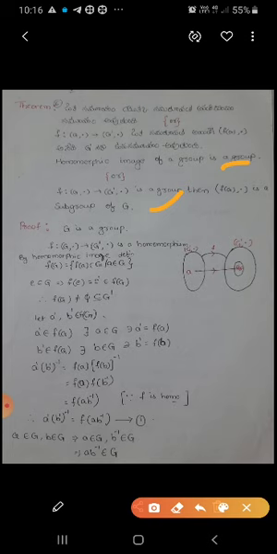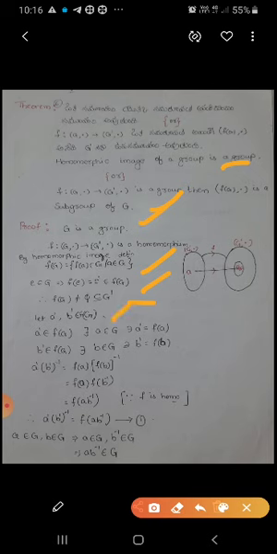So, proof. What is given? G is a group, f maps G to G' is a homomorphism. By the homomorphic image definition, f(G) equals {f(a) belongs to G' such that a belongs to G}. e belongs to G implies f(e) equals e' belongs to f(G). Therefore, f(G) is not equal to phi, and it is a subset of G'.